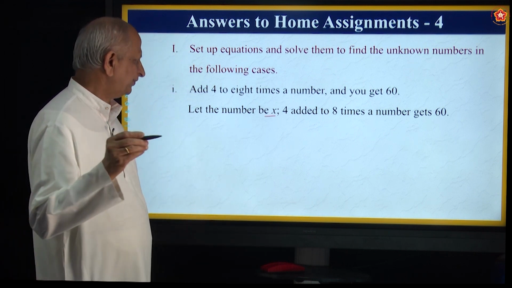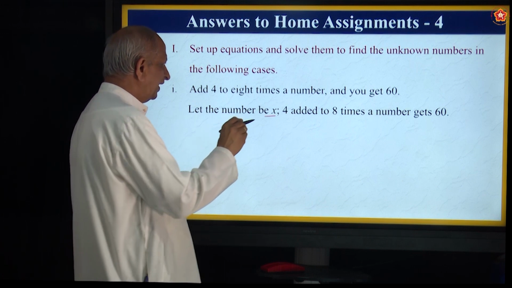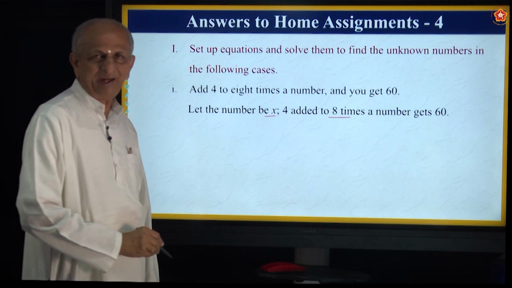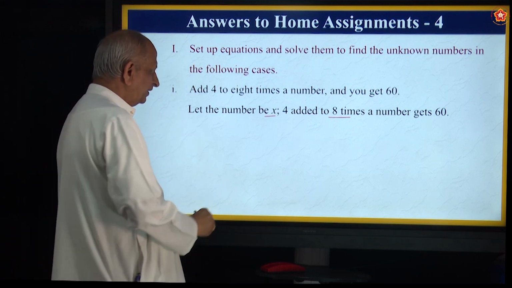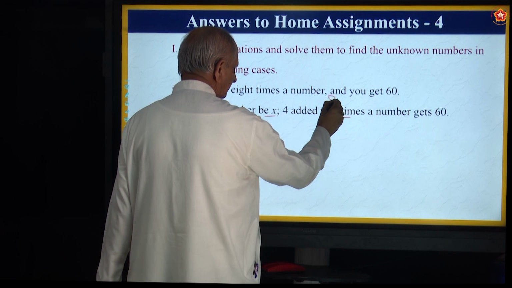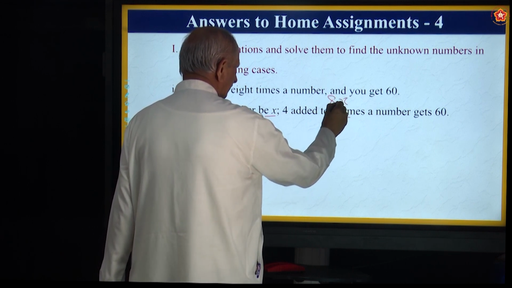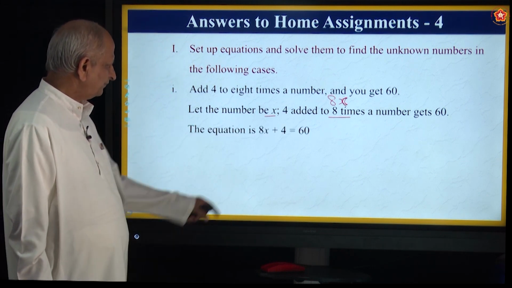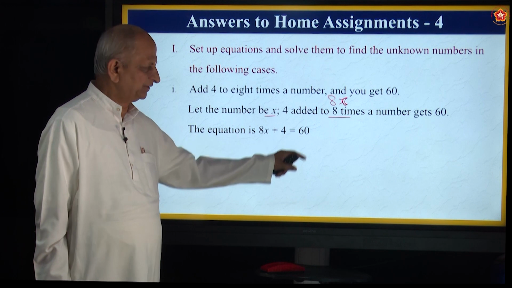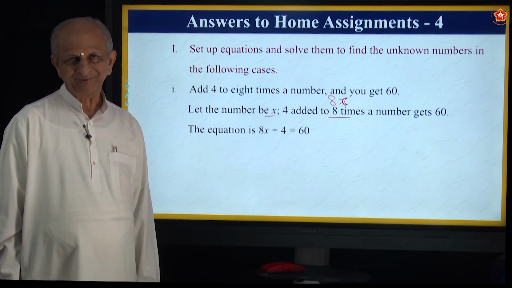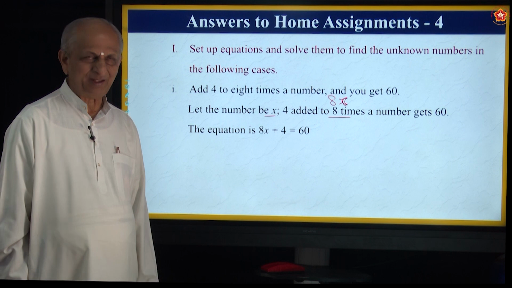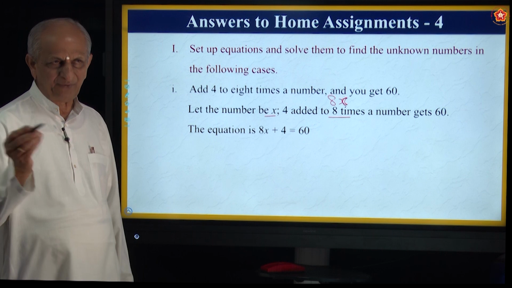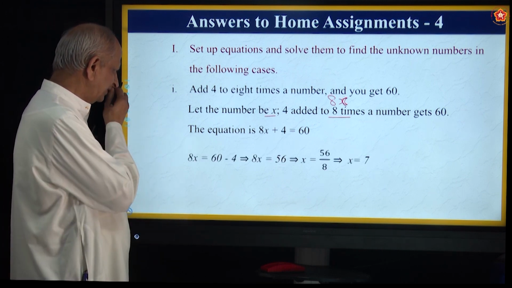Now, 4 is added to 8 times a number. So, if the number is x, 8 times means how much it becomes? It becomes, correct, 8x. For this 8x, we are adding 4, correct? So, 8x plus 4 becomes 60. That is called an equation. Why is it called an equation? There is an equal sign and there are two sides called left hand side and right hand side.